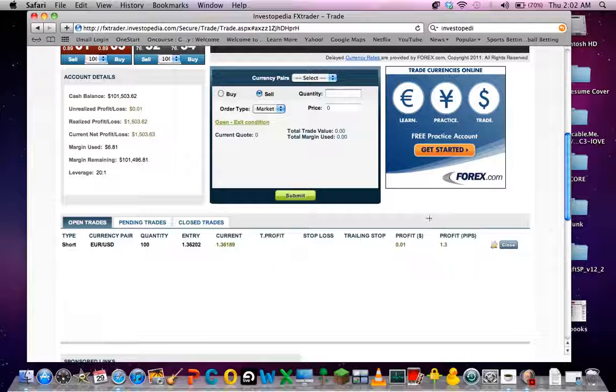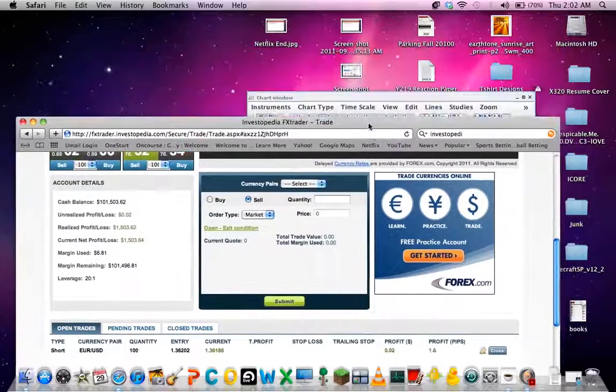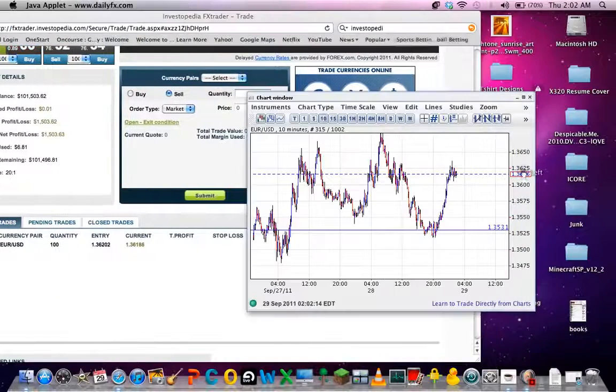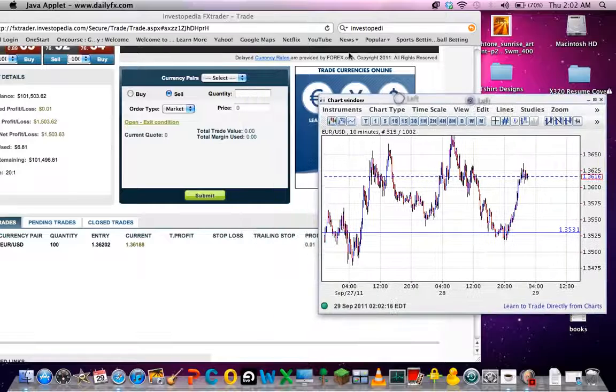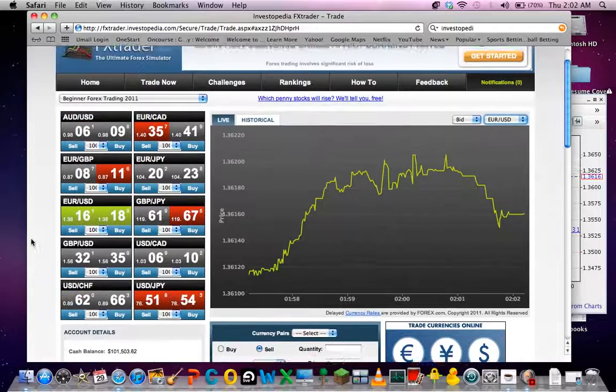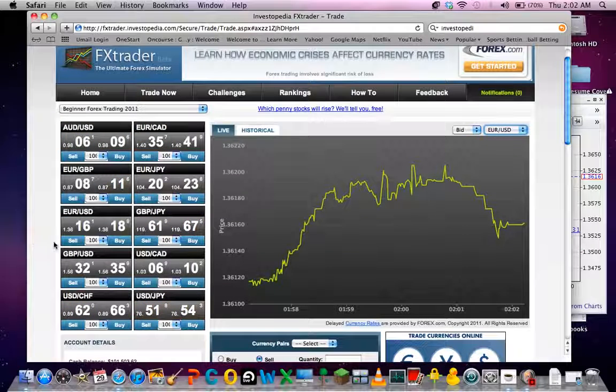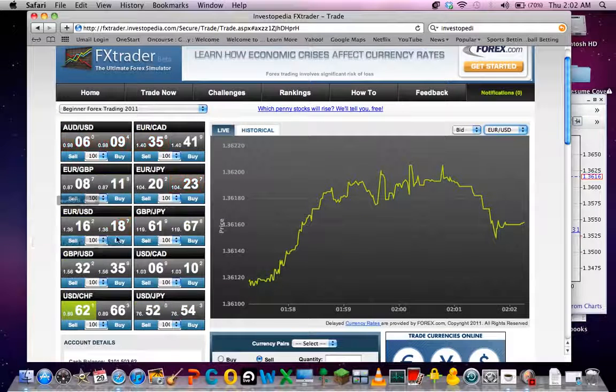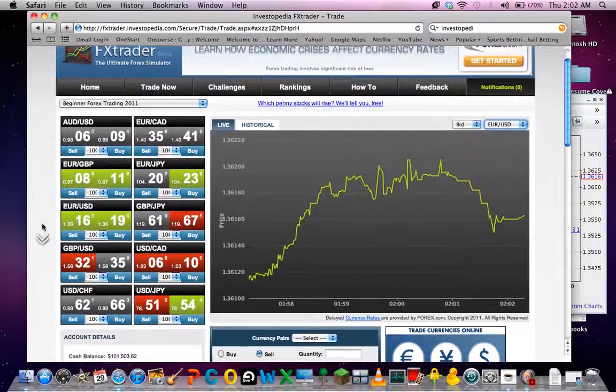Obviously from the point when I did that to now, it's only gone down about 1.6 pips. So I haven't really made too much of a profit yet, but hopefully if the trend continues, you could make a profit on that. So let's go up here again and talk a little more about the currency pairs over here and what this all means.